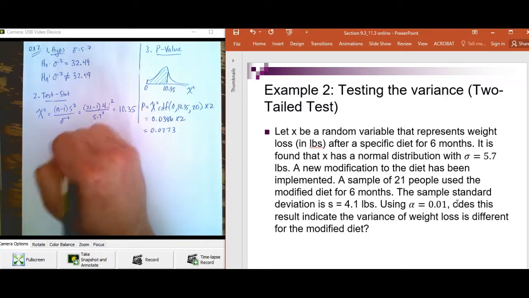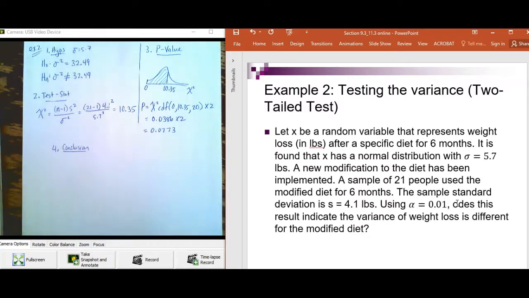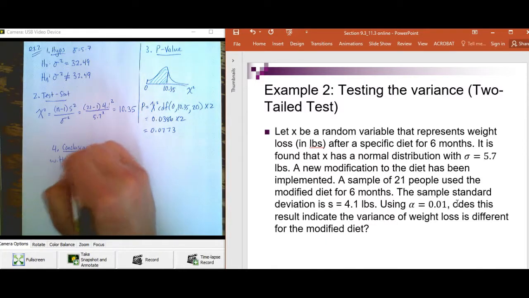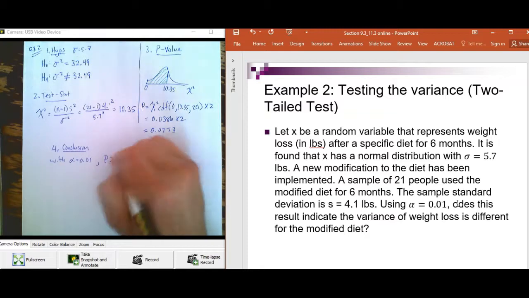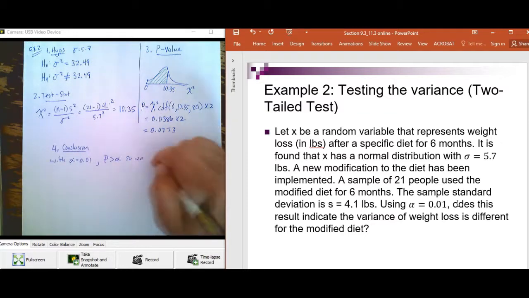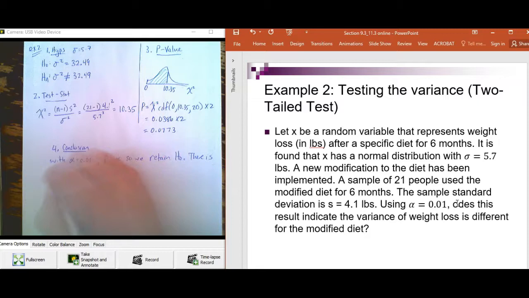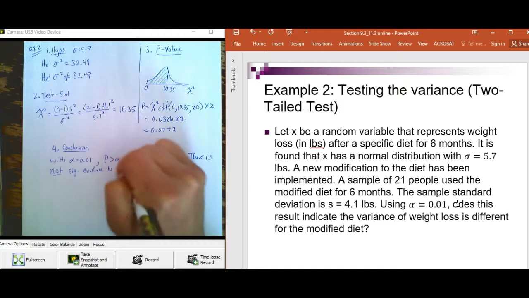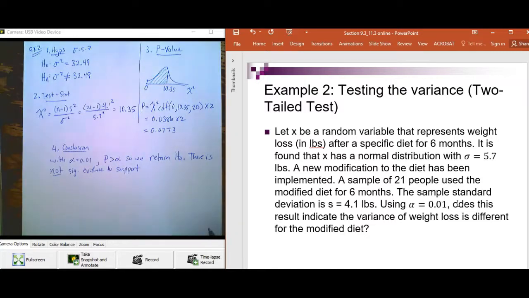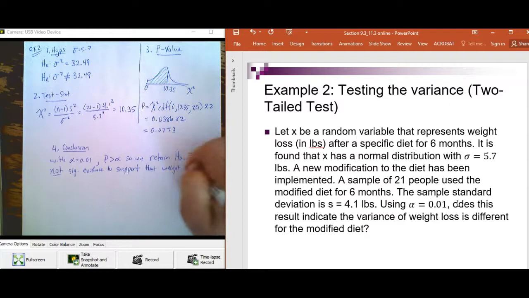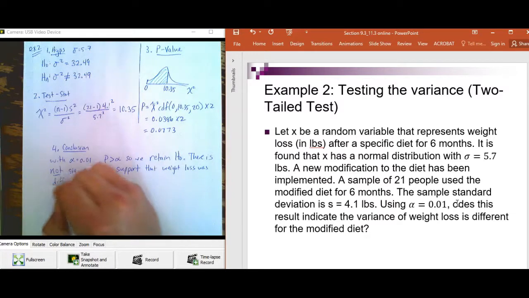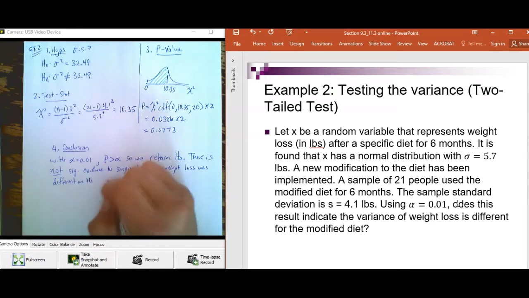So our conclusion, with alpha equal to 0.01, p-value is larger than alpha, so we retain the null hypothesis. There is not significant evidence to support that weight loss was different on the modified diet.